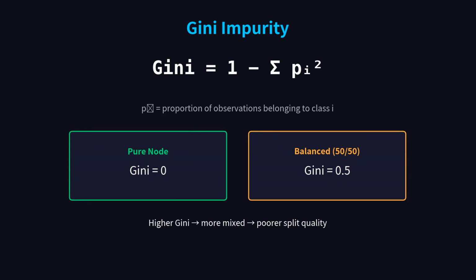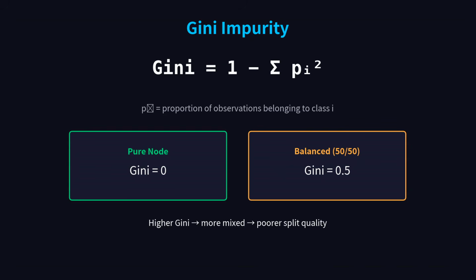Root Gini equals 1 minus 0.36 minus 0.16, which is 0.48. Testing annual income greater than 110,000, one child has 4 approvals and 1 rejection, Gini 0.32. The other has 2 approvals and 3 rejections, Gini 0.48. Weighted split Gini is 0.40, an improvement over the root.